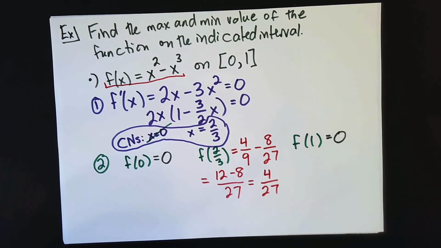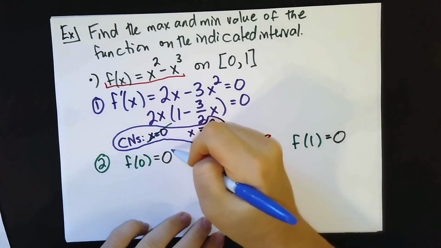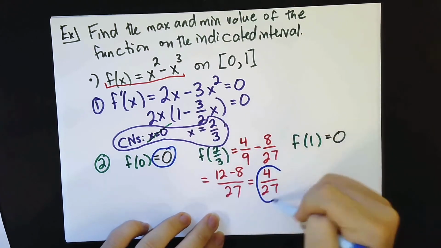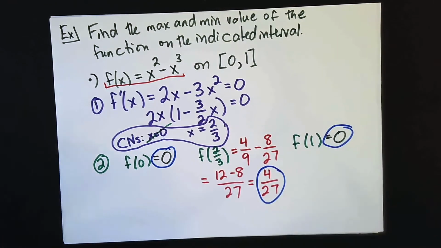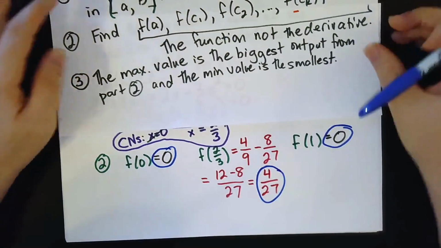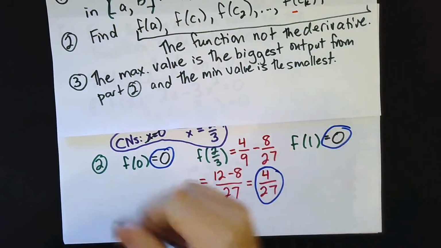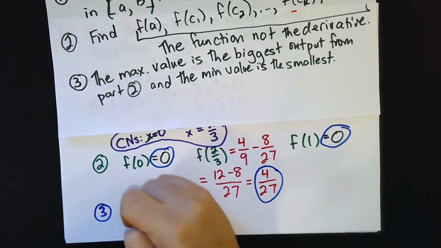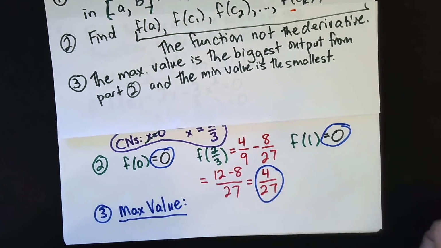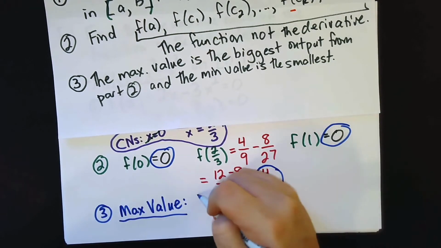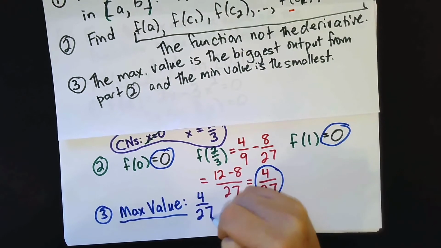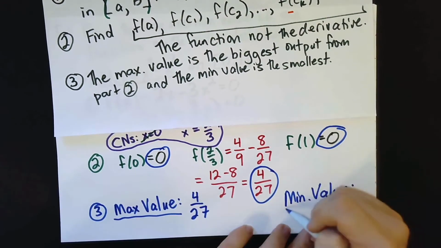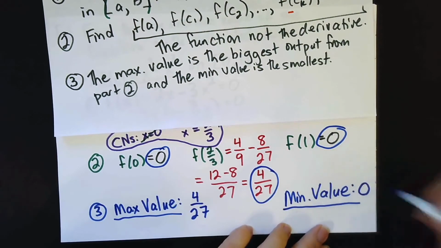And then step 3 says, hey, look at all the numbers we just computed. So, namely, the values, this value, and this value. That's what step 3 says to do. From among those, I get to pull out the max value and the min value. So the max value is going to be this 4/27, because 4/27 is bigger than 0. And then the min value here is just 0.